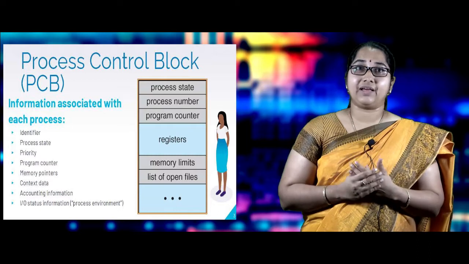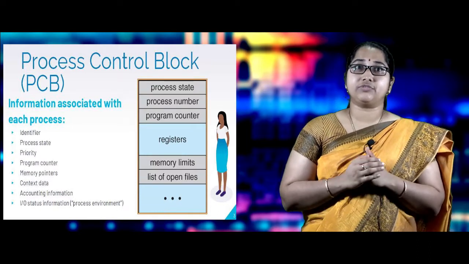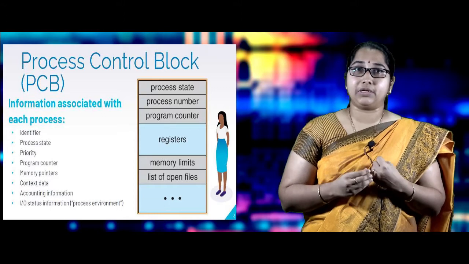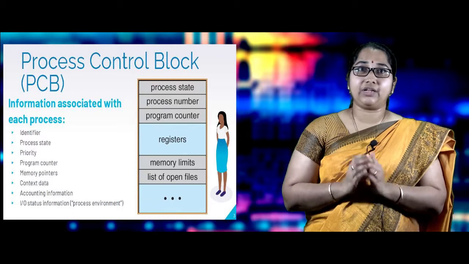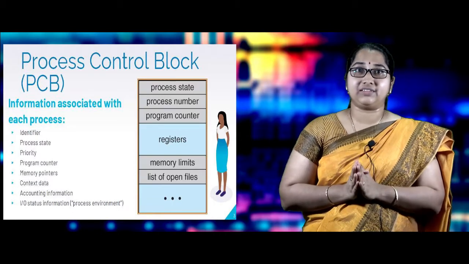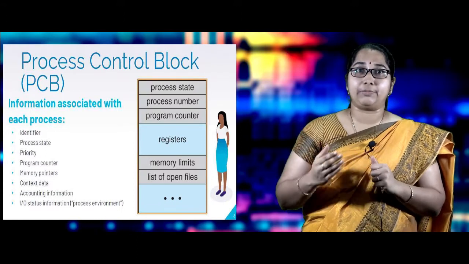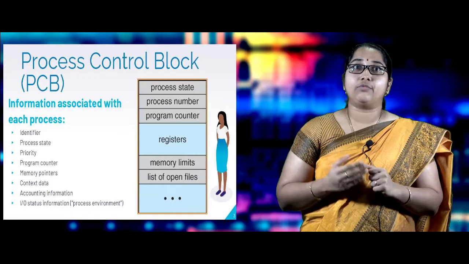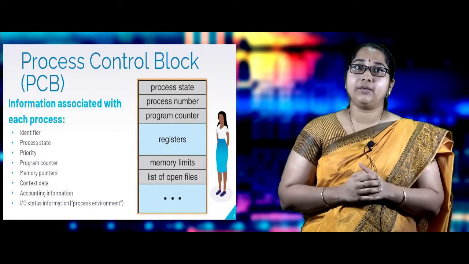And then we have the accounting information. In this, all the accounting information of the process, for example the time limit, the CPU usage and so on, is stored in the accounting information of the PCB. And finally we have the IO status information, that is whether some IO devices, that is input and output devices, are called and what is the status. All those things are stored in the IO status of the PCB.